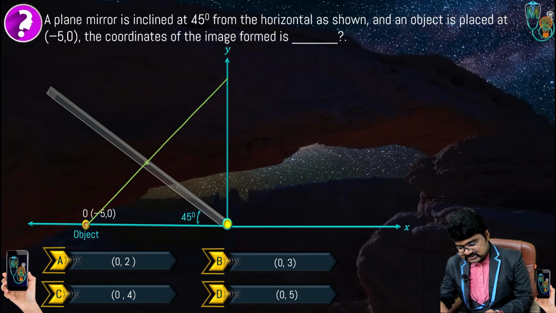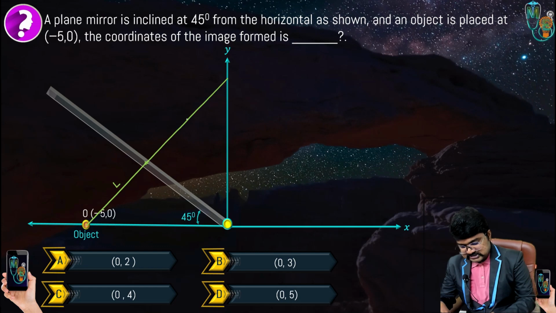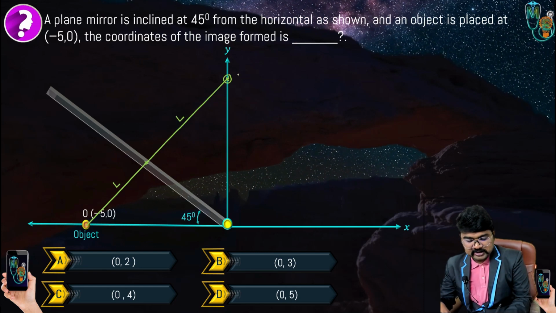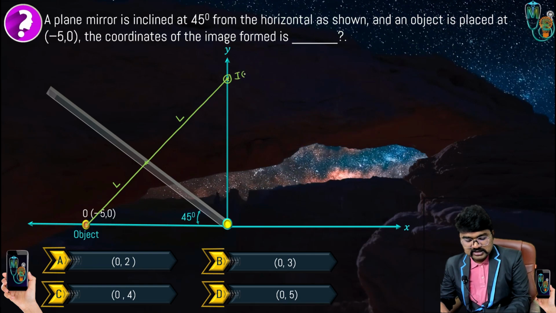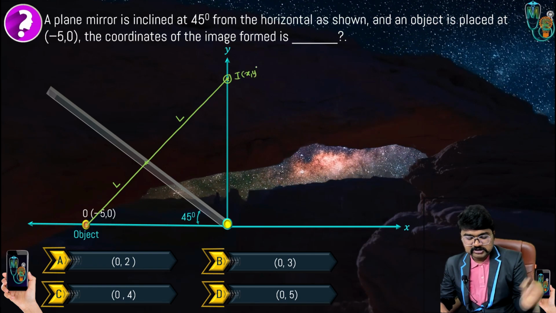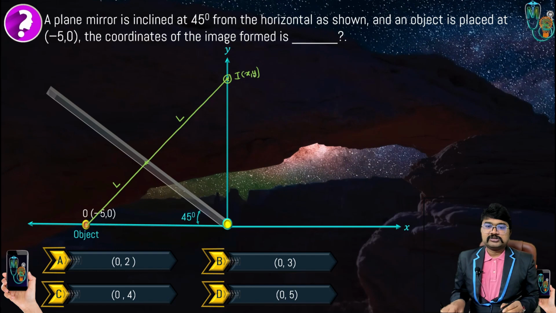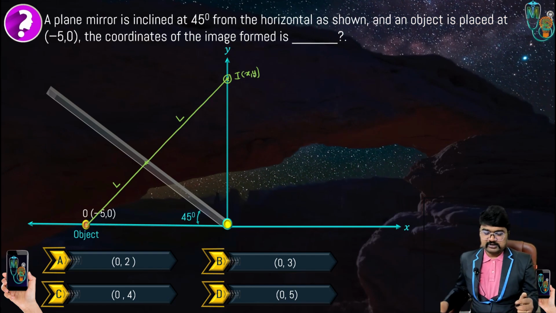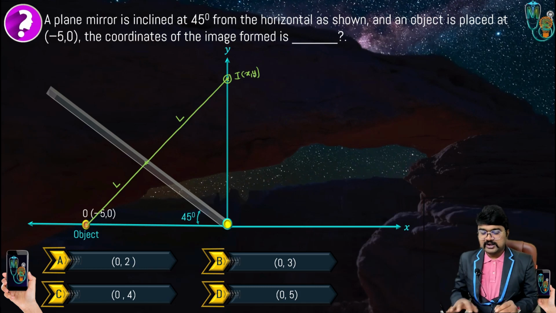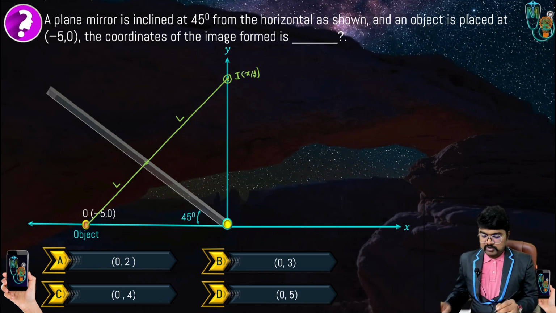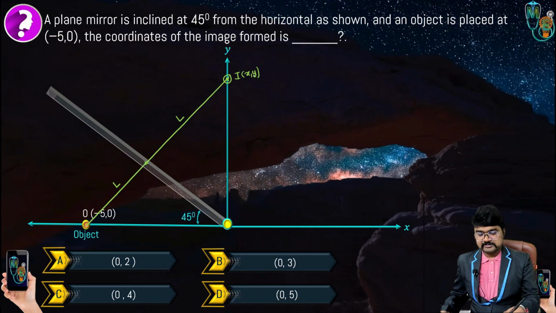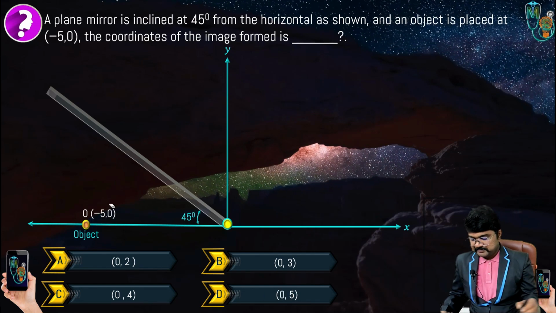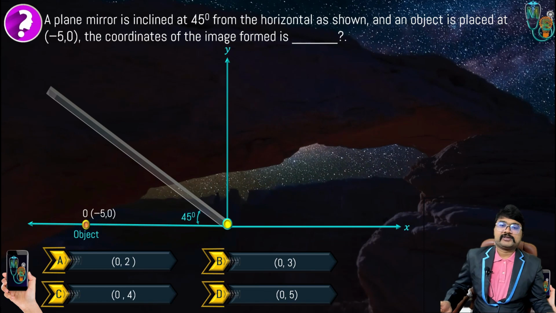It is at a distance L, and this is also at a distance L. The image will be formed here. This is the image formed in this particular case. Understood? From these two triangles, you can easily calculate the x, y coordinates of the image. We can do that construction in the solution slide.